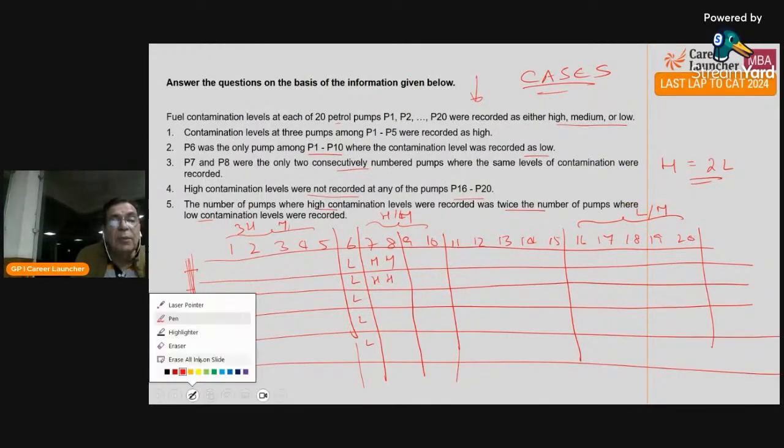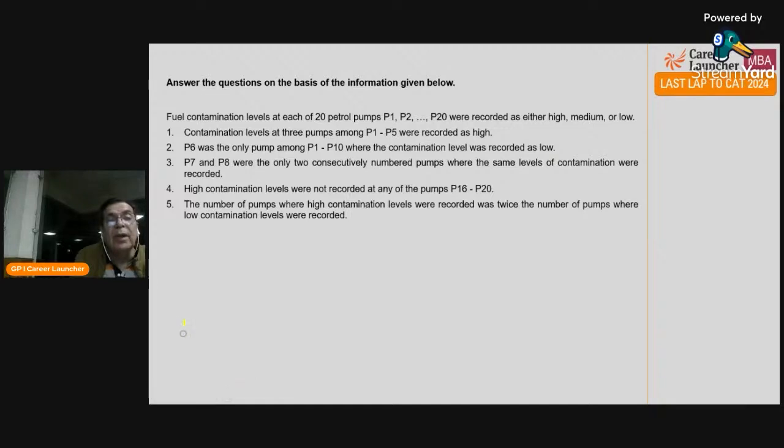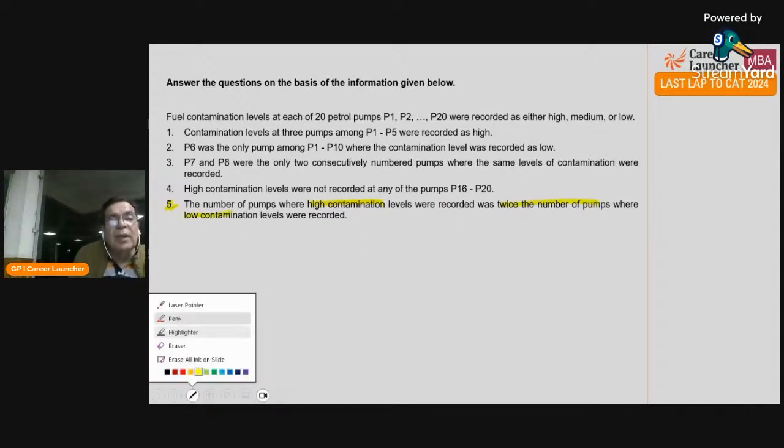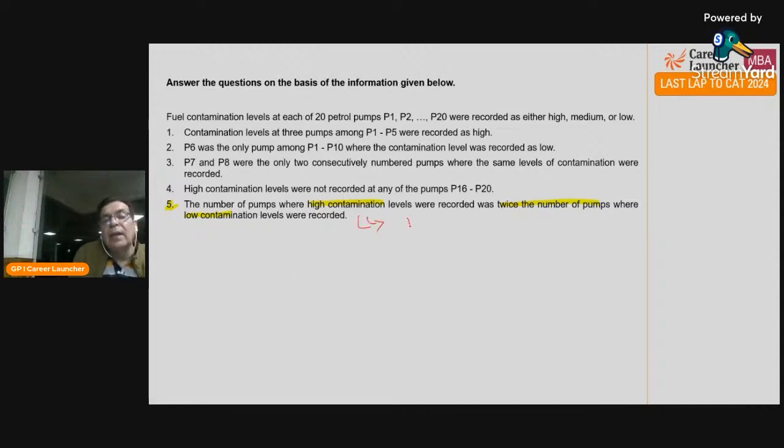Look at this. Look at statement number 5. The number of pumps where high contamination levels was recorded was twice the number of pumps where low contamination level was recorded. Now, what does that tell you? This tells you that high plus low has to be a multiple of 3. Because if the number of pumps where low contamination level is recorded is X, high will be 2X, or the total will be equal to 3X. So let's assume a multiple of 3.